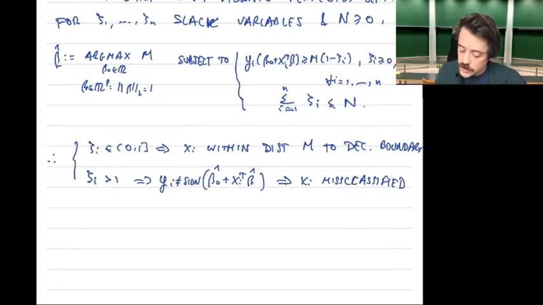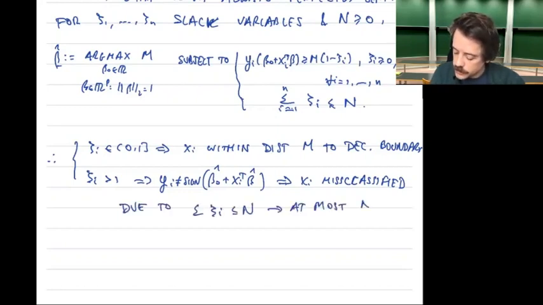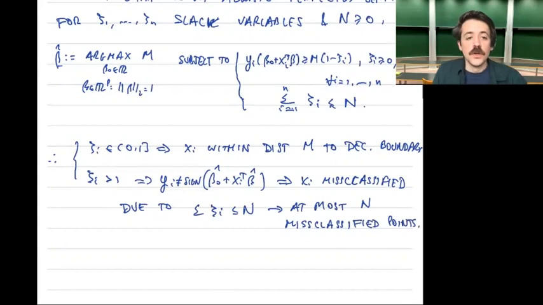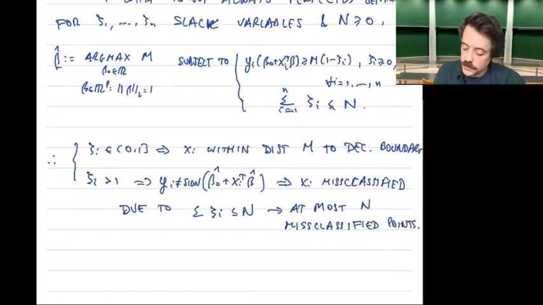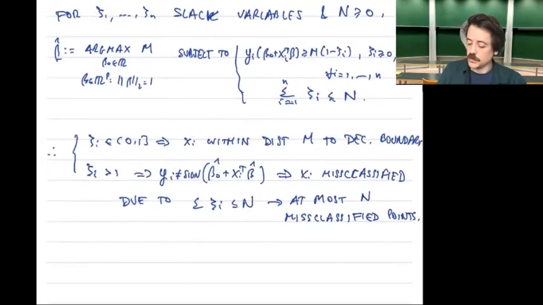But the good news is that due to this condition, we have at most capital N misclassified points. Okay, and let me just say, okay, no, that I will put in the practical.